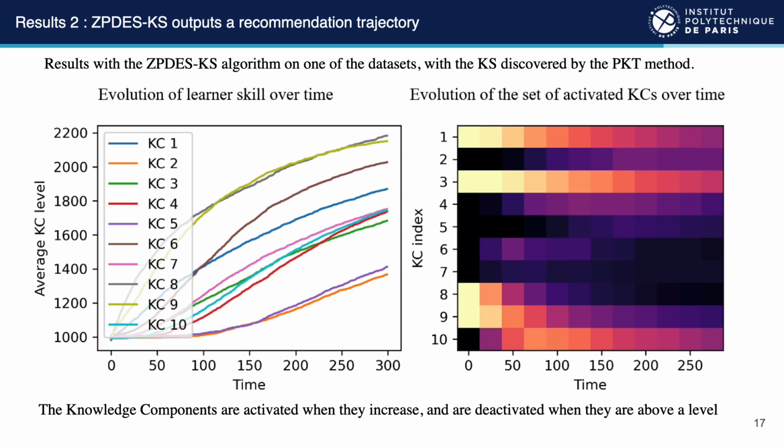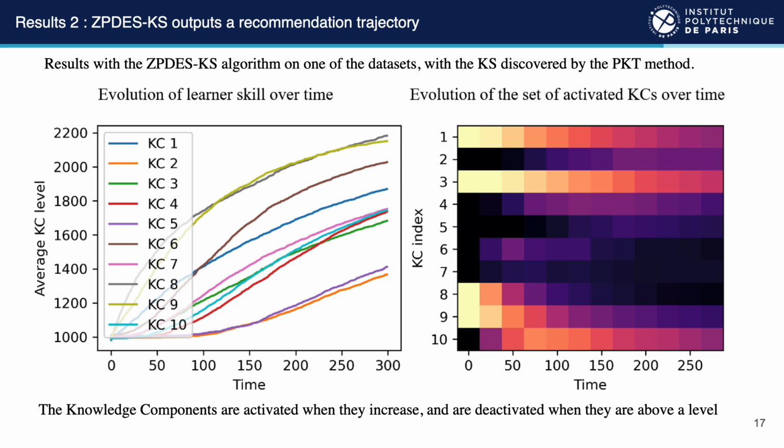The second result is on the algorithm ZPD-ES-KS, and this algorithm outputs a recommendation trajectory, a recommendation curriculum. So here we show the results of the ZPD-ES-KS algorithm with one of the data sets with the knowledge structure discovered by our PKT method.